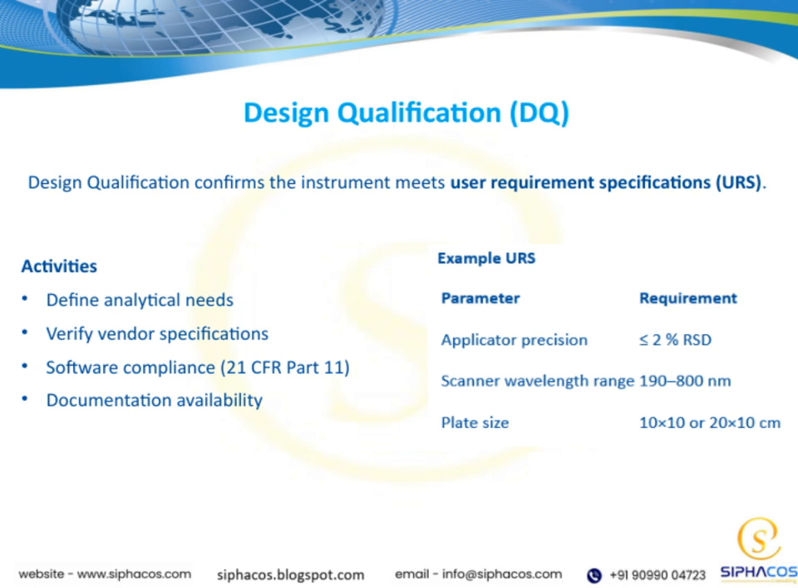Another important activity is confirming the availability of proper documentation. Well-maintained documentation supports traceability and provides evidence of compliance throughout the life cycle of the equipment. Finally, we come to design qualification, or DQ. This step confirms that the instrument we're selecting actually meets our user requirement specifications, or URS. It's about making sure that the design aligns with what we need before moving forward with installation and operation. These activities are all interconnected and form the foundation for a reliable, compliant, and effective validation process, ultimately supporting the overall quality and integrity of our operations.